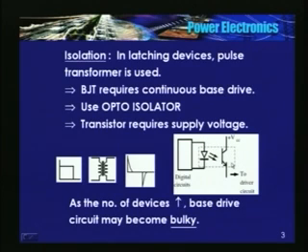Now, what is the disadvantage? The moment I use a transistor, you require a biasing voltage, VCC, a supply voltage. This VCC is not required in the case of SCR. Now, if there are a large number of transistors in that circuit, your entire gate drive circuit may become bulky, because as the number of optocouplers increases, each optocoupler's secondary stage requires a supply. So the overall base drive circuit may become bulky.